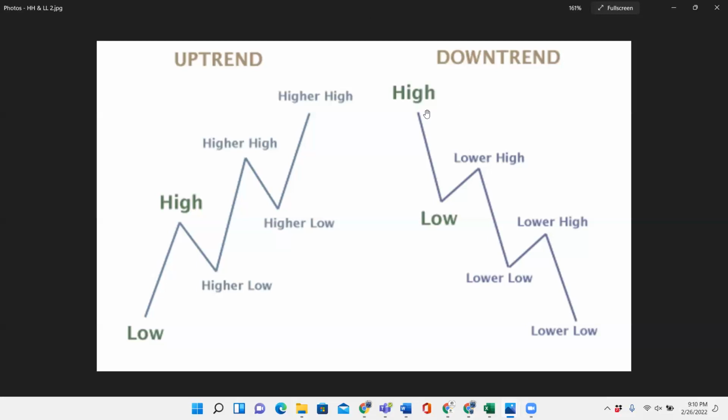So we started at our high, we come down to our low, our lower high because it's higher than the previous low. We have our new lower low because it's lower than our previous low, our new lower high that's lower than our previous high, and our new lower low because it's lower than all of these positions.